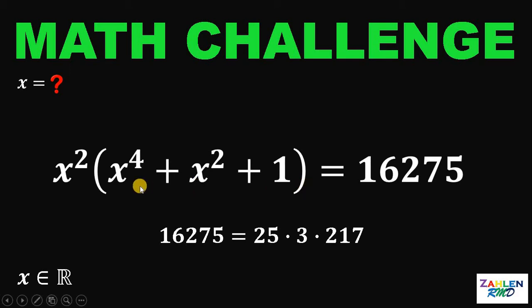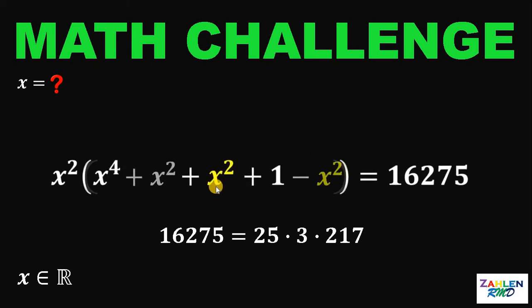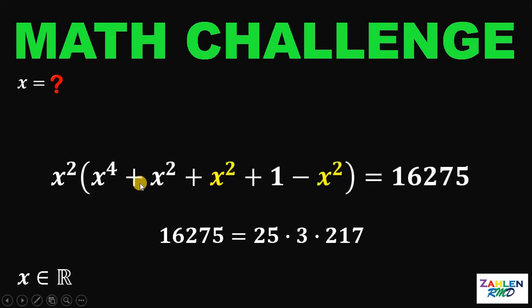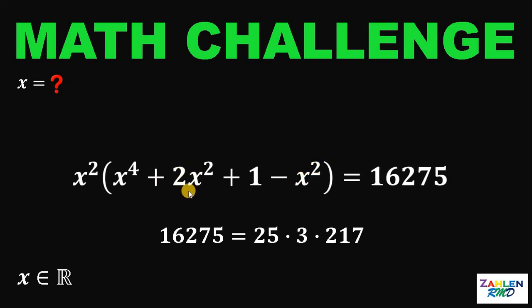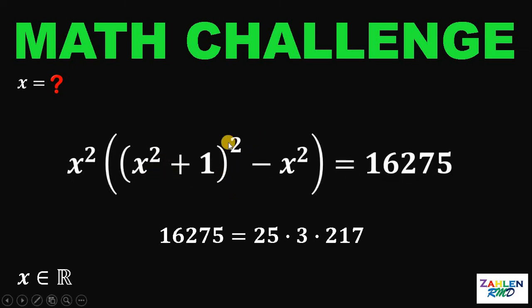Now, how do we factor x raised to the fourth power plus x squared plus 1? First thing to do is to add and subtract x squared. So, x squared plus x squared is just 2x squared. And take note that x raised to the fourth power plus 2x squared plus 1 is a perfect square trinomial, and this can be factored as x squared plus 1 raised to 2. Now, we have a square number minus a square number, so we can apply the difference of two squares. If we have a squared minus b squared, it is equivalent to a minus b times a plus b.